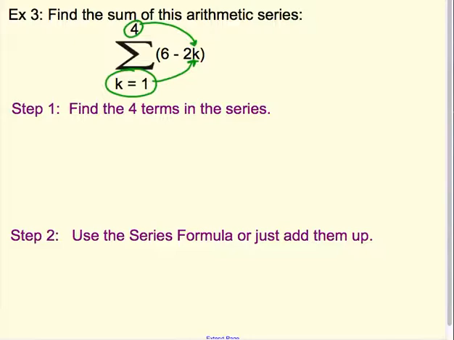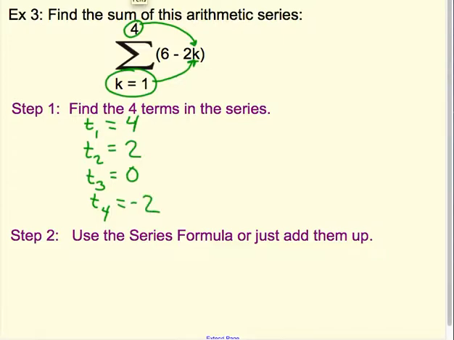So when I substitute 1 in, I'm just going to call this t sub 1, our first term. 6 minus 2 gives us 4. When I substitute 2 in, 6 minus 8 is negative 2. When I substitute 3 in, 6 minus 6. Did I do something wrong? Yep, I sure did. All right, so when I substitute 2 in, 6 minus 4 is positive 2. And then when I substitute 3 in, 6 minus 6 is 0. And then our last term, if I substitute 4 in, that's where I jumped to. That one would be negative 2.